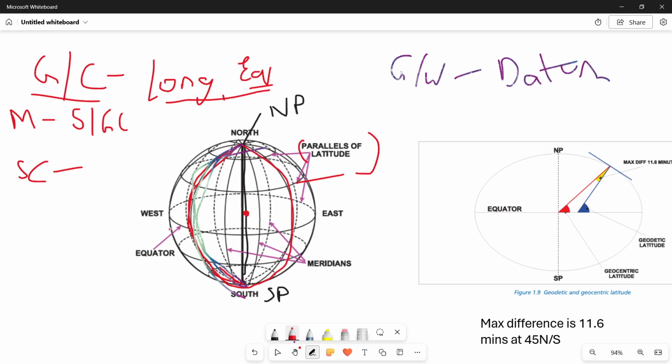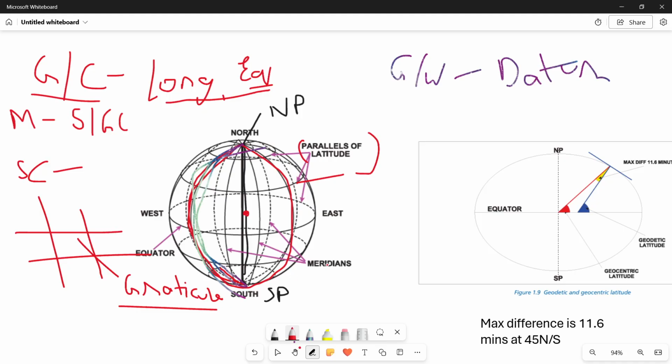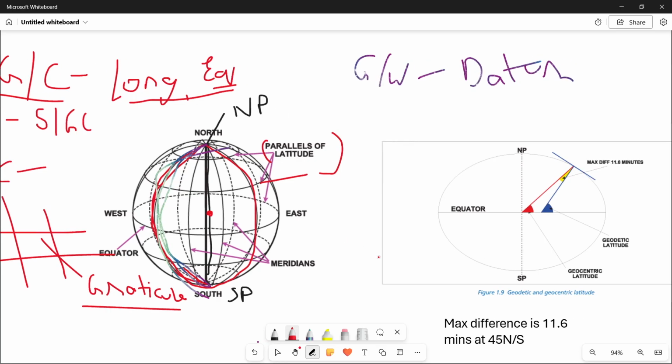Correct. Next is graticule. Graticule is nothing but the combination of latitudes and longitudes. These are called graticule. Simple. If you have any doubt, you can comment it down. I can try to explain it better.